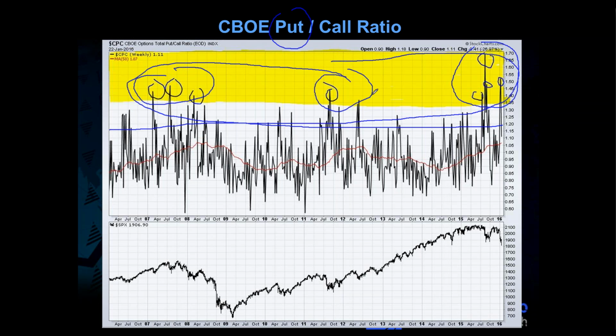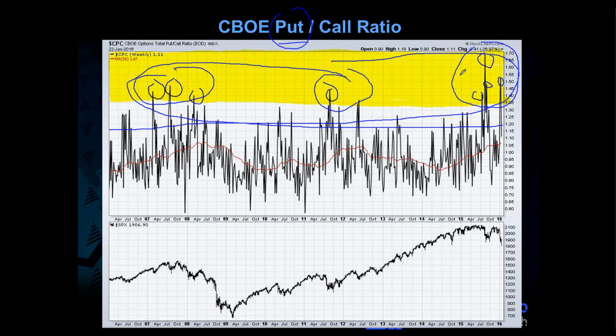The reason why is that most traders, the general public, is wrong. They generally put on a lot of puts and start protecting their portfolio after the portfolio has already crashed, after the market has already crashed. So we use this put call ratio as a form of contrarian indicator.